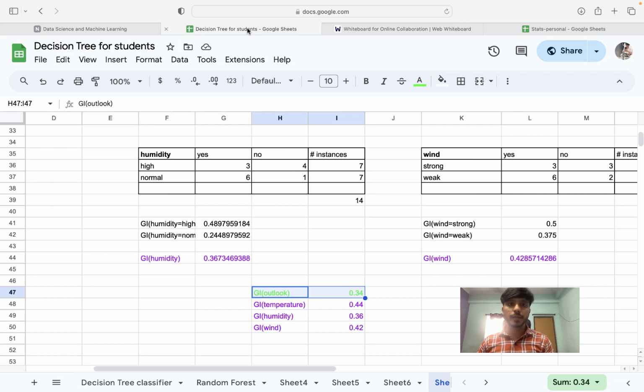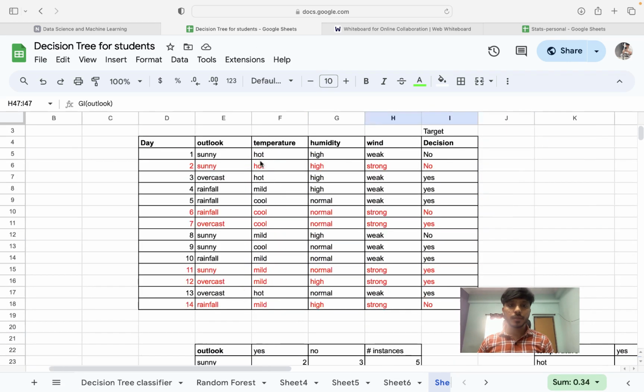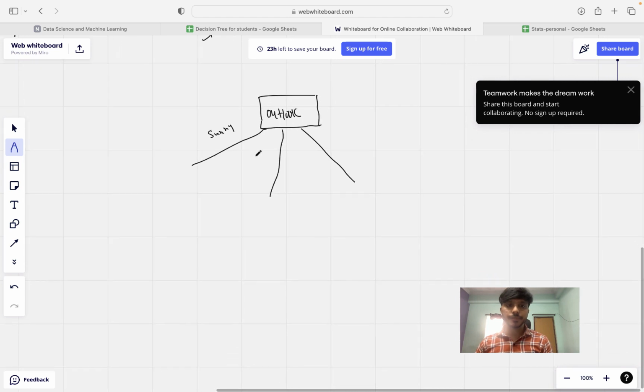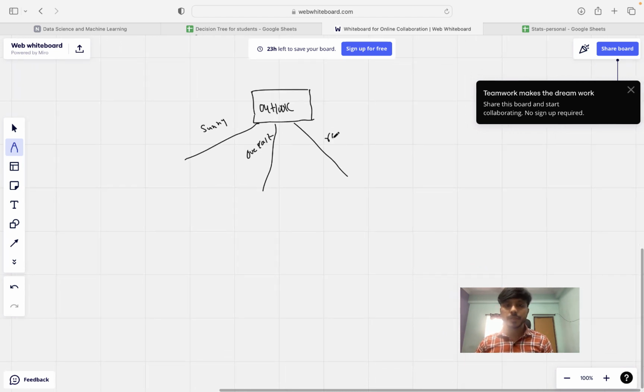So if I go back to this table, outlook has three values. One is sunny, one is overcast, another one is rainfall. So I need to divide the data based on these branches now. So one is sunny, one is overcast, third one is rainfall.